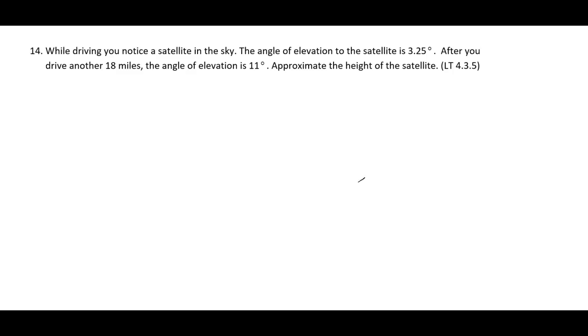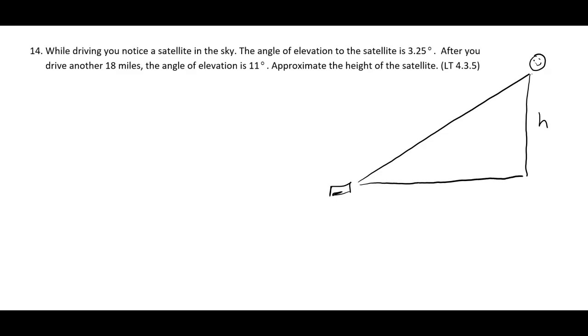So let's draw a quick picture here. Here's our satellite up here. And then here's your car. And the satellite has a height. And we're driving this way. So we basically have a right triangle here. So initially, your angle of elevation is 3.25 degrees. And then after you drive another 18 miles, let's say to right here, and you look up, your angle of elevation is 11 degrees.